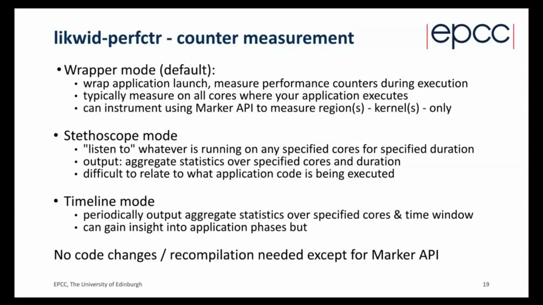This is, by default, whole application measurement, so start to end. You can use a very important part of LIKWID, which is the marker API, to instrument your application code to measure only specific regions in your code, typically what you know to be computationally costly kernels of interest. That means that only when your code enters those regions of interest, and they can be multiple regions, they can be nested, only during those regions do the event counters get counted and aggregated into statistics. So that's very useful.